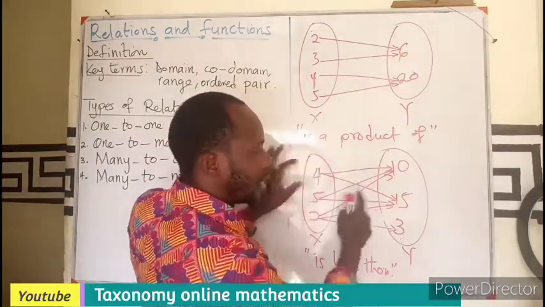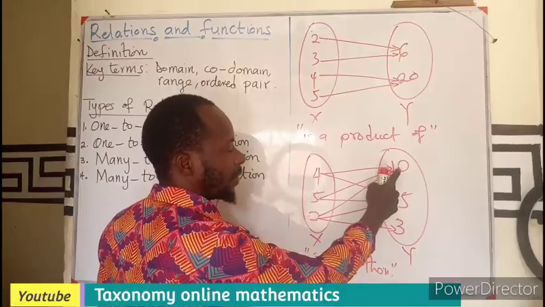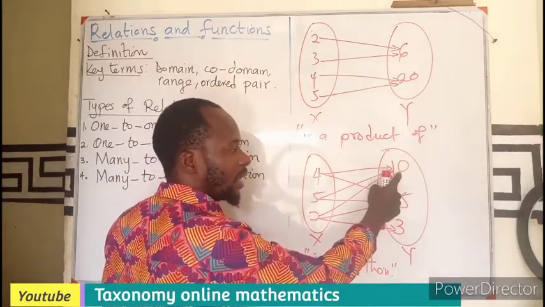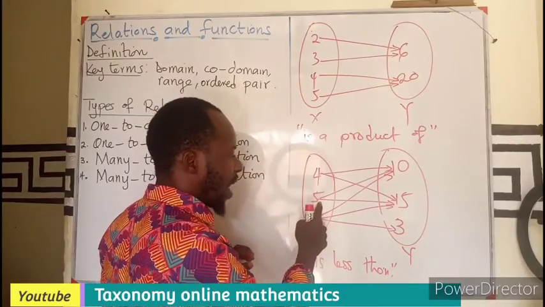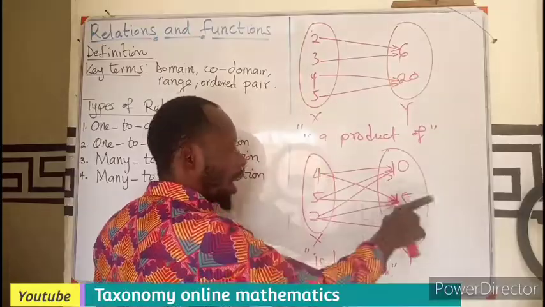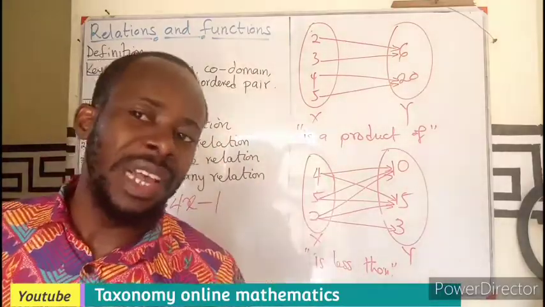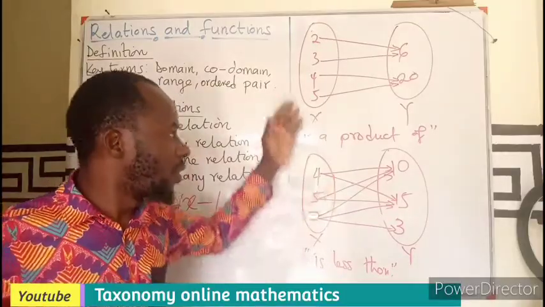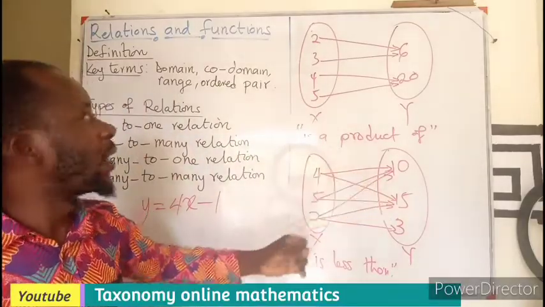Many to 1. If I take 10, it is also having 4, 5, and 2. So many to 1, 1 to many. So we can classify this as a many to many relation. Alright, so these are the various types of relations that we have.